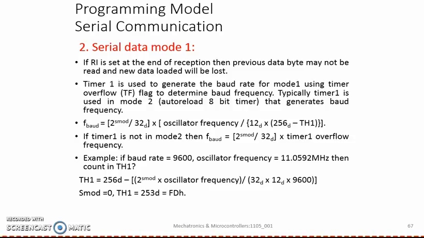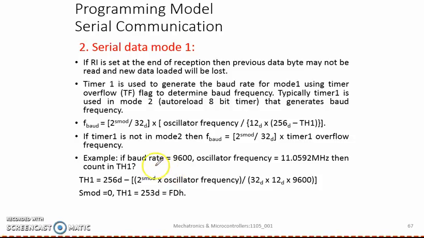Timer 1 is used for generating the baud rate for mode 1, using the timer overflow flag to determine the baud frequency. Typically, timer 1 is used in mode 2, that is the auto reload mode, to generate the baud frequency. F baud is equal to 2 to the power of SMOD divided by 32 into oscillator frequency divided by 12 into 256 minus TH1. So you have to load the count into the timer 1 register to get a particular baud rate. If timer 1 is not in mode 2, then F baud will be 2 to the power of SMOD divided by 32 into the timer 1 overflow frequency.